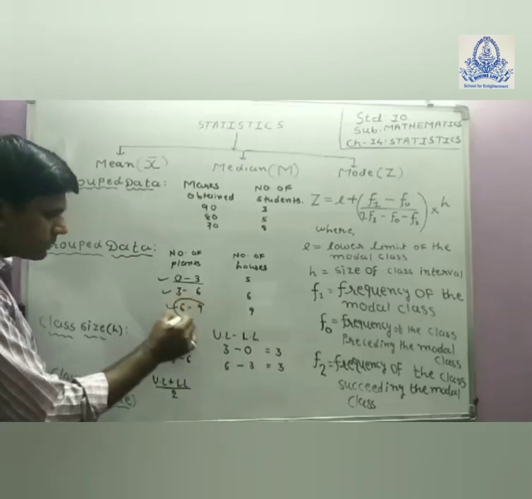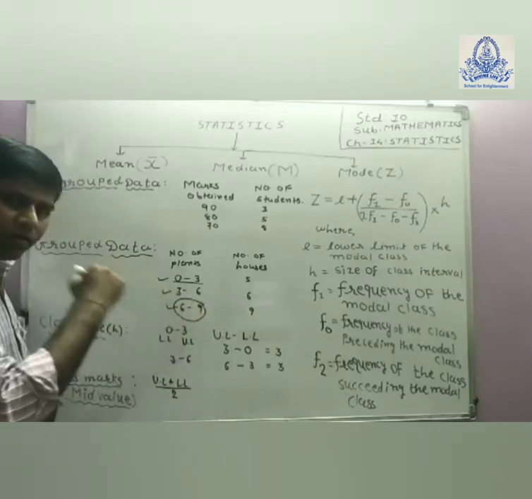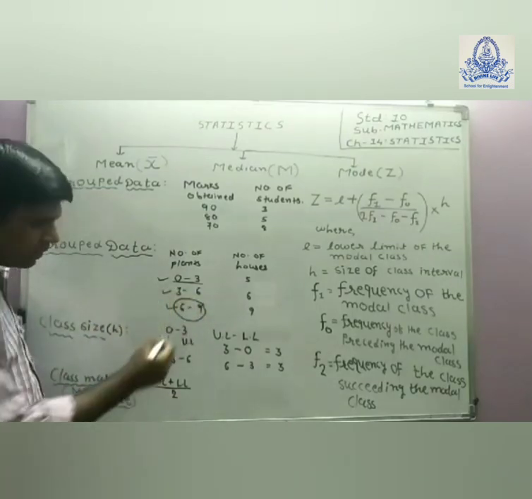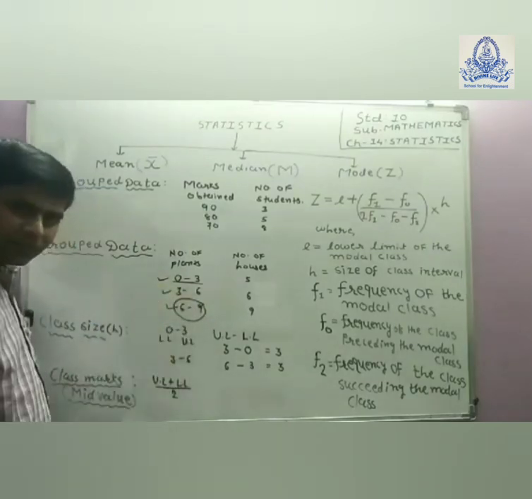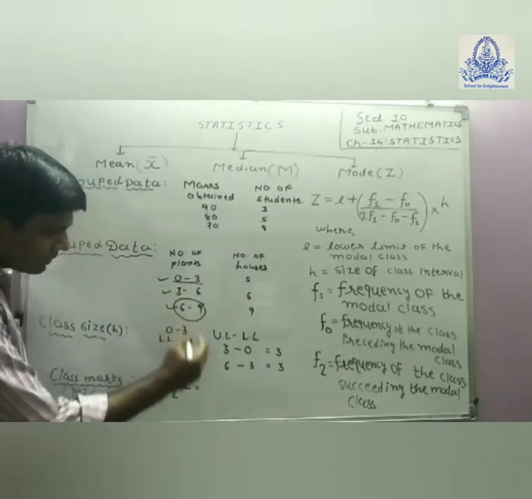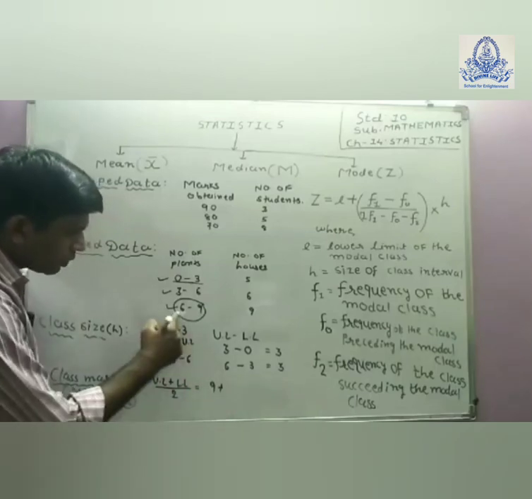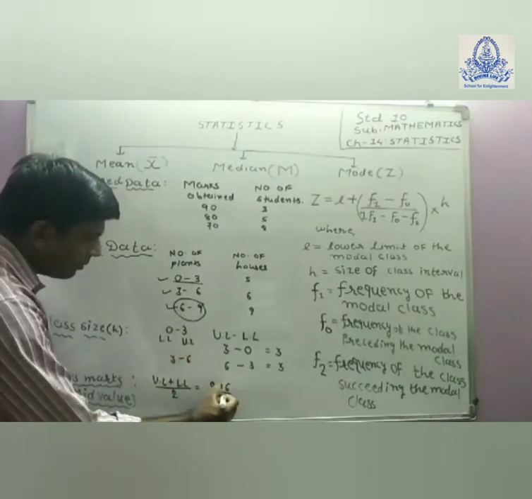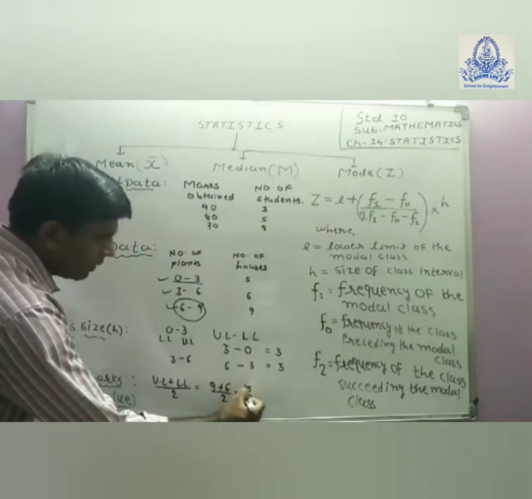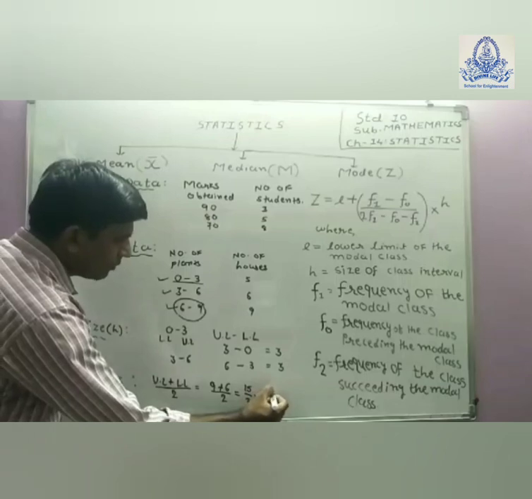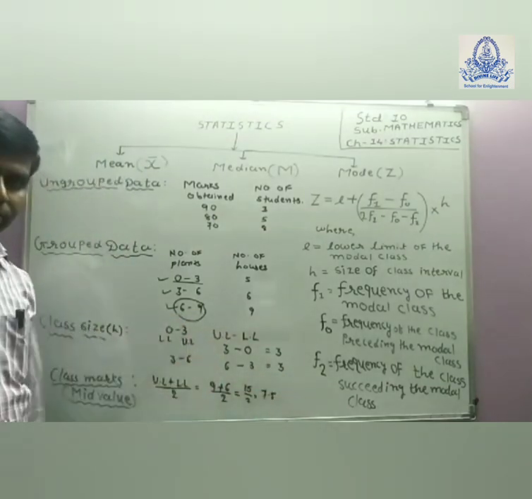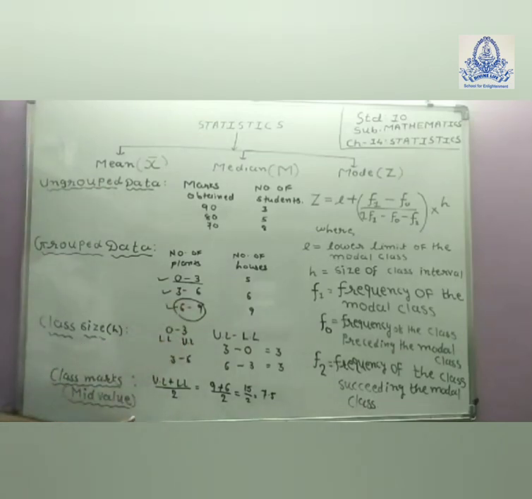Suppose we are taking the class 6 to 9 and we want to find the class marks or the mid value. In class 6 to 9, lower limit is 6 and upper limit is 9. So put these values into this formula. Upper limit 9 plus lower limit 6 divided by 2. 9 plus 6 is 15. 15 by 2, the answer is 7.5. So the class mark of the class interval 6 to 9 is 7.5. In this way you can find the class marks.